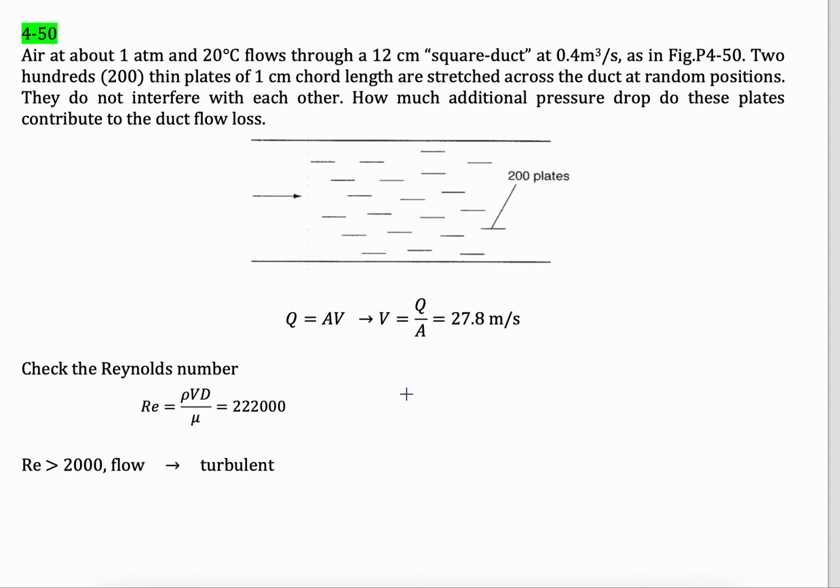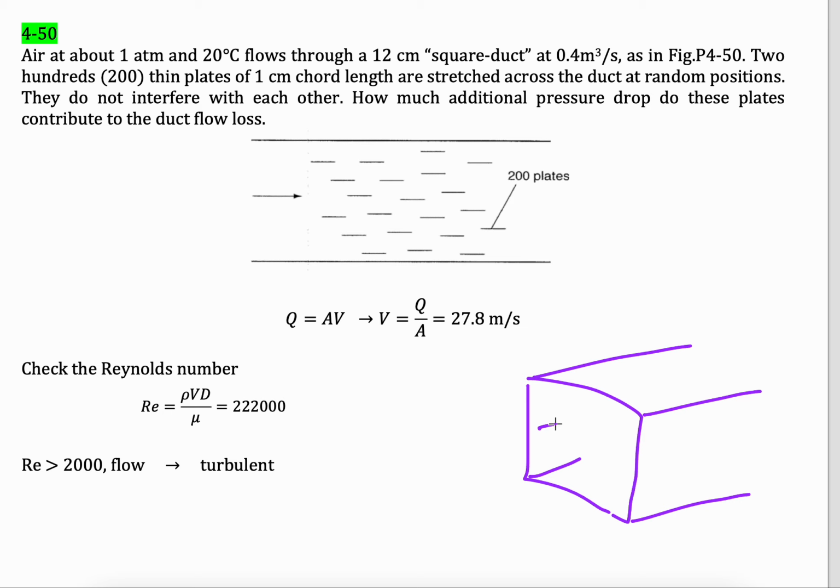Okay, this idea is actually something like this. So we have a flow, a duct here, a square duct. And then inside this square duct, they will put a thin fin like this one. So it's connected from wall to wall.